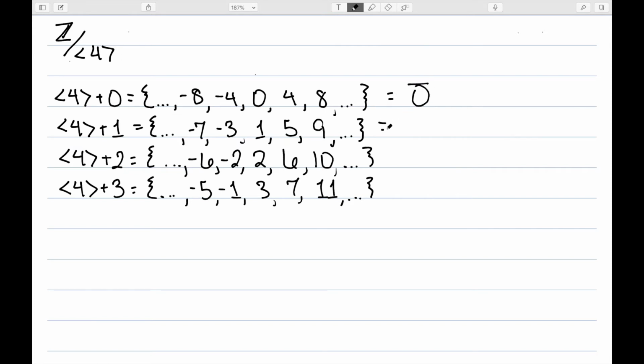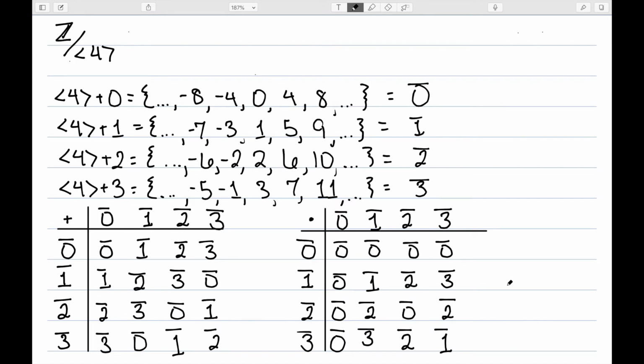Let's refer to these as 0 bar, 1 bar, 2 bar, and 3 bar. And you can double check, but this is going to be the additive and multiplicative table for these cosets. And so we can see that this looks very similar to Z4, the ring Z4. And so a lot of times we'll refer to this, the integers mod the subgroup generated by 4, as the ring Z4, similarly to how we define modular arithmetic for groups. For my next one, let's look at Z6 mod the subgroup generated by 3.